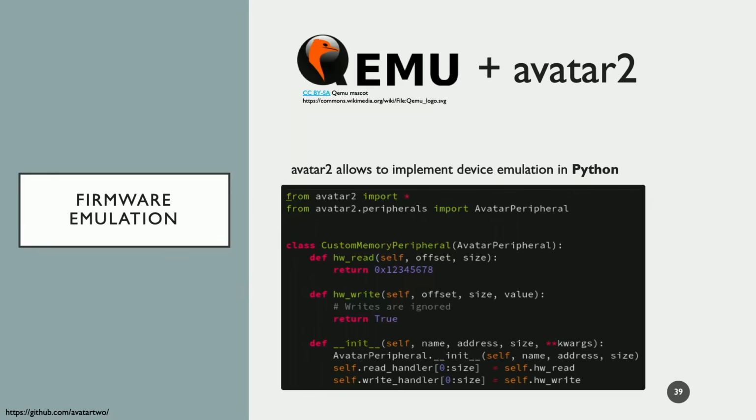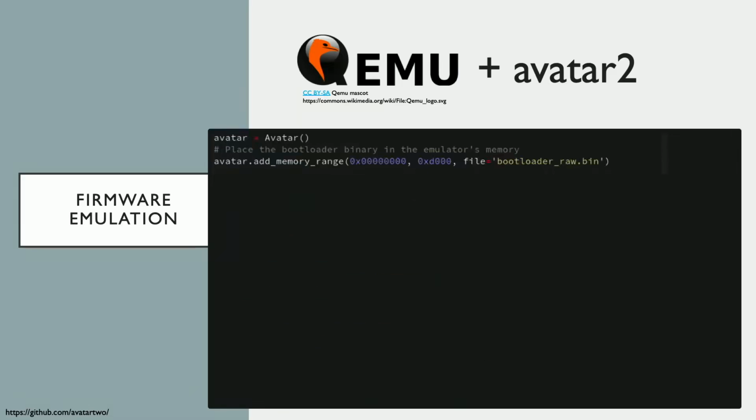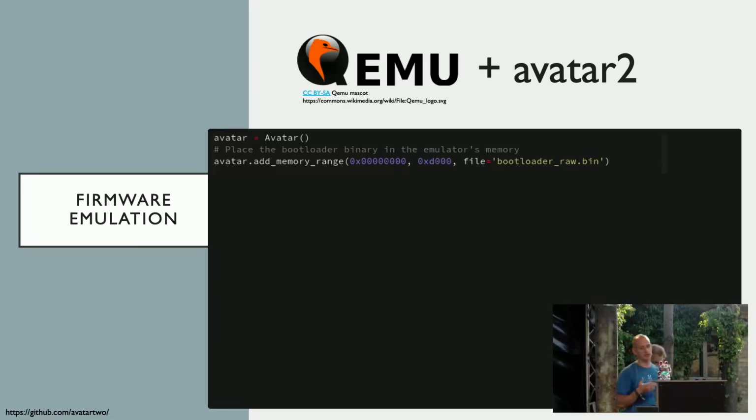So this specific device, if you would map it to an address of the emulation, when you read from that address, it will always return the same value. Now, if you want to emulate the PSP using QEMU and Avatar, it can be as simple as I will show you now. So Avatar is Python-based and uses QEMU as a backend.